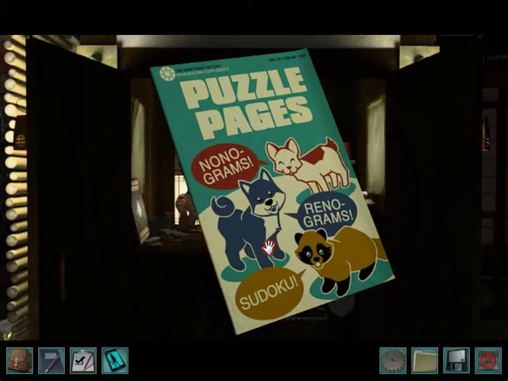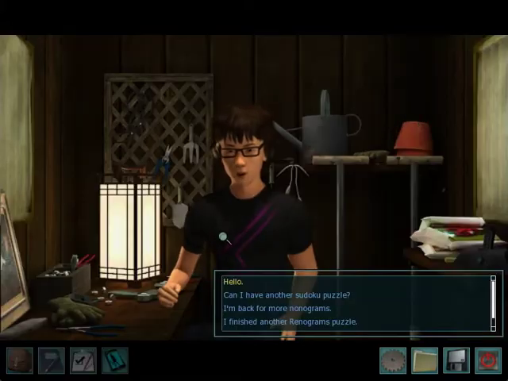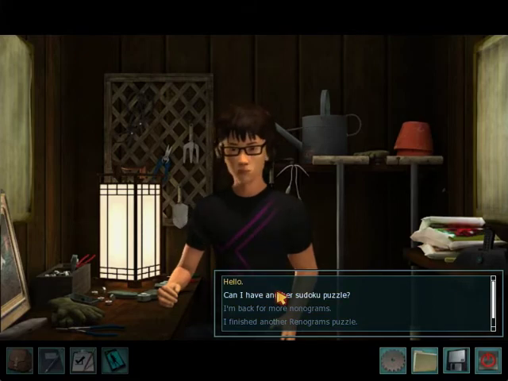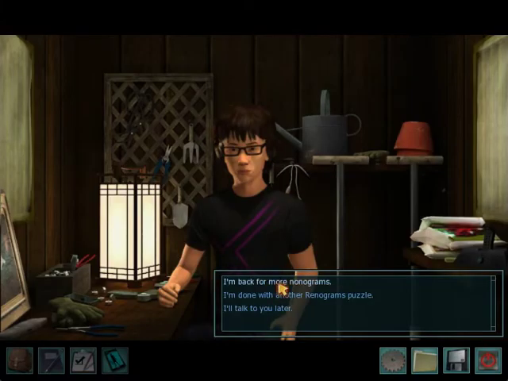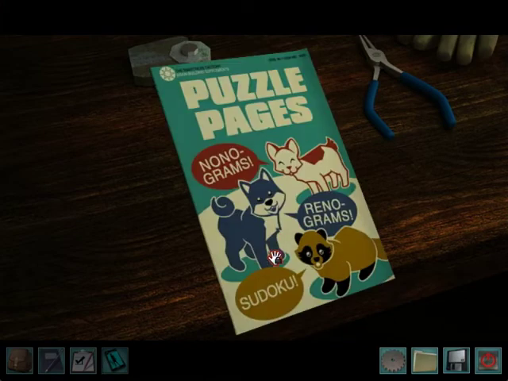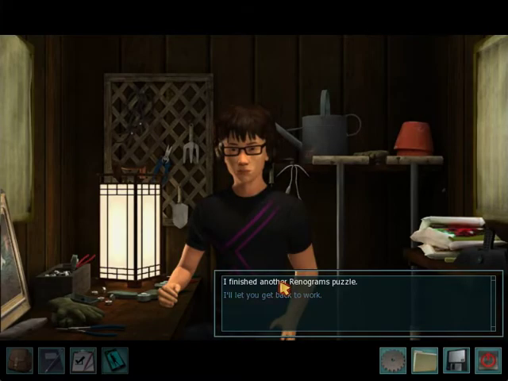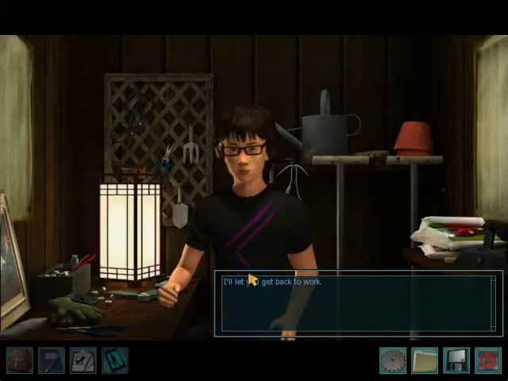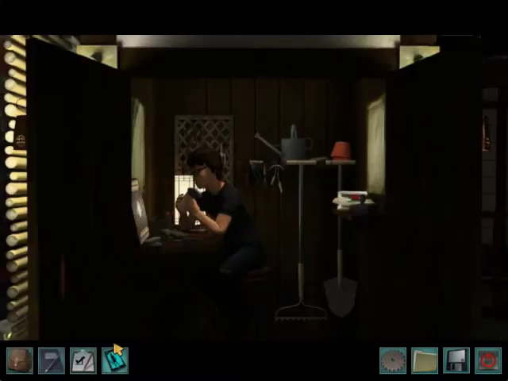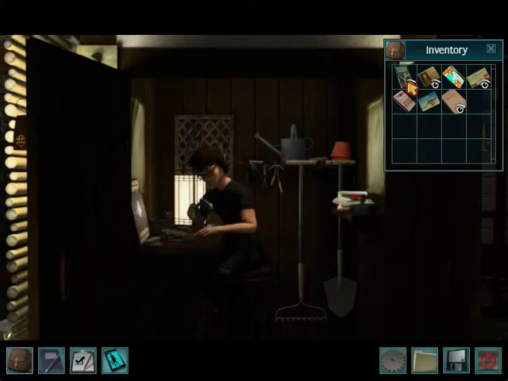Okay. Alright, let's ask him for more. Hello. Can I have another Sudoku puzzle? Here you go. I'm back for more nonograms. Here you go. Oh my goodness, there's another nonogram. I finished another nonograms puzzle. Here you go. I cannot believe there's another nonogram after that. I'll let you get back to work. Bye. Okay, well, let's take a break from nonograms and do the other ones for now.